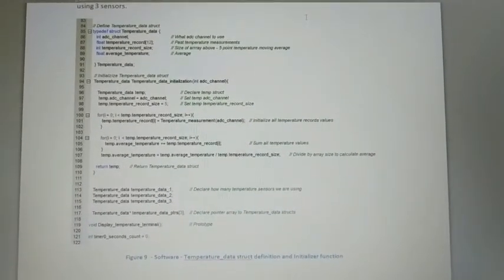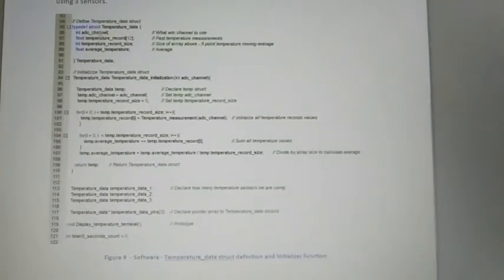Here we're declaring the temperature data struct. This is a struct we've made to make temperature measurements easier, because we wanted to give the ability to have multiple temperature sensors. We have this struct here, one per temperature sensor. In it we have the channel for that sensor specifically. We have measurement records from the previous measurements. We have the temperature average, the current average.